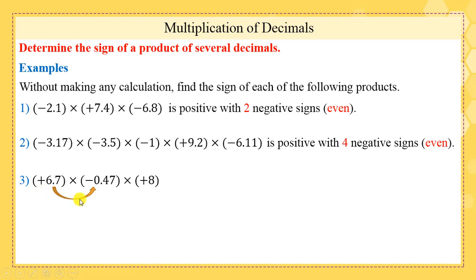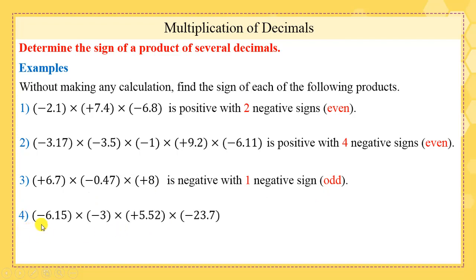Part 3, positive times negative, opposite signs, negative. Negative times positive, opposite signs, also negative. Then the product is negative with one negative sign. Here is the negative sign, which is odd. 1 is odd.